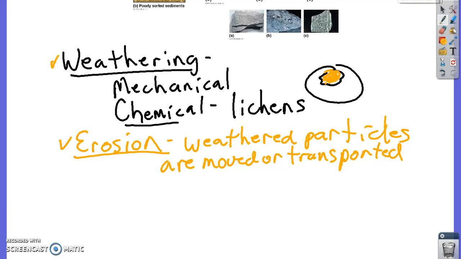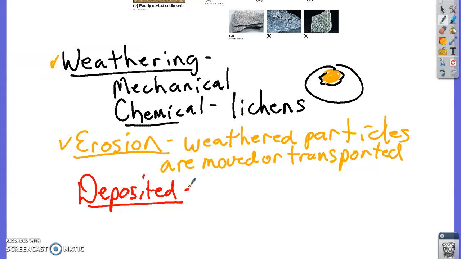All right, now after erosion, the next step is deposition. They have to be deposited somewhere. They have to be put somewhere. Once they've been carried from where they're at, they're going to be deposited. Generally, for example, with water, if it's going fast, then it's going to carry the soil along with it. But when it has to slow down, it dumps a lot of that.